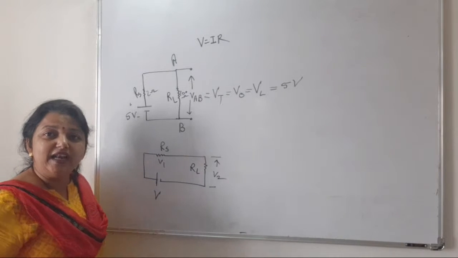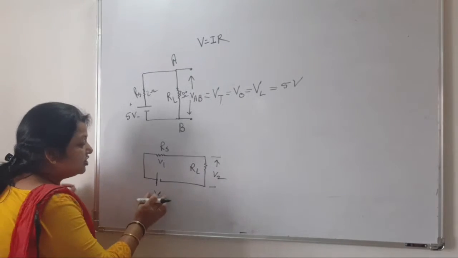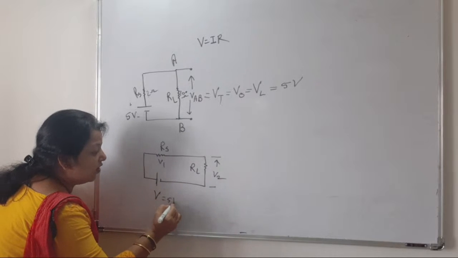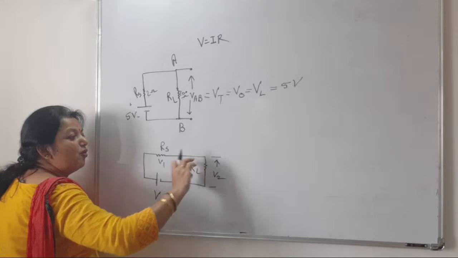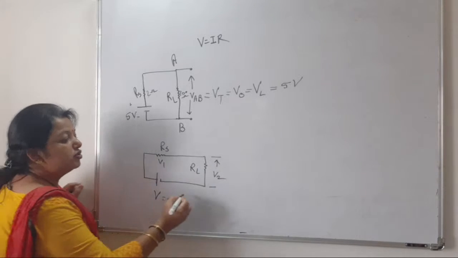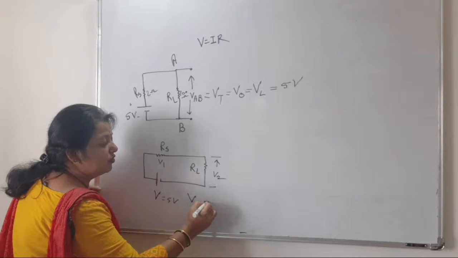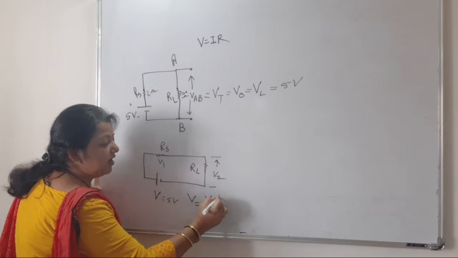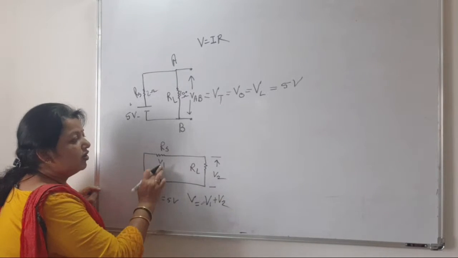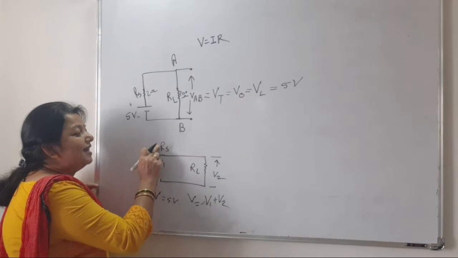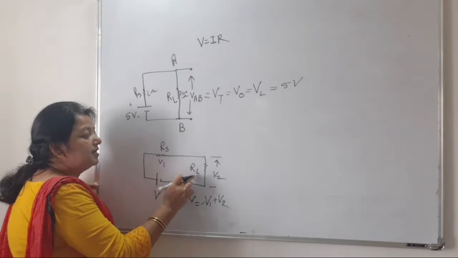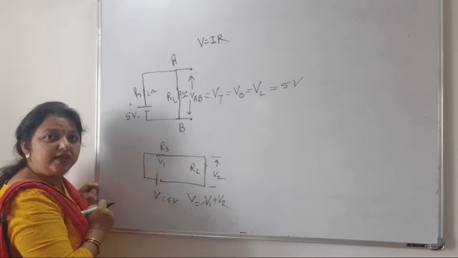This one is like your potential division. This V, equal to 5 volts, is divided somewhat across this resistance and somewhat across this load resistance. So what do you have to say? V is equal to V1 plus V2, right? And what is the formula for V1? RS upon RS plus RL into V.